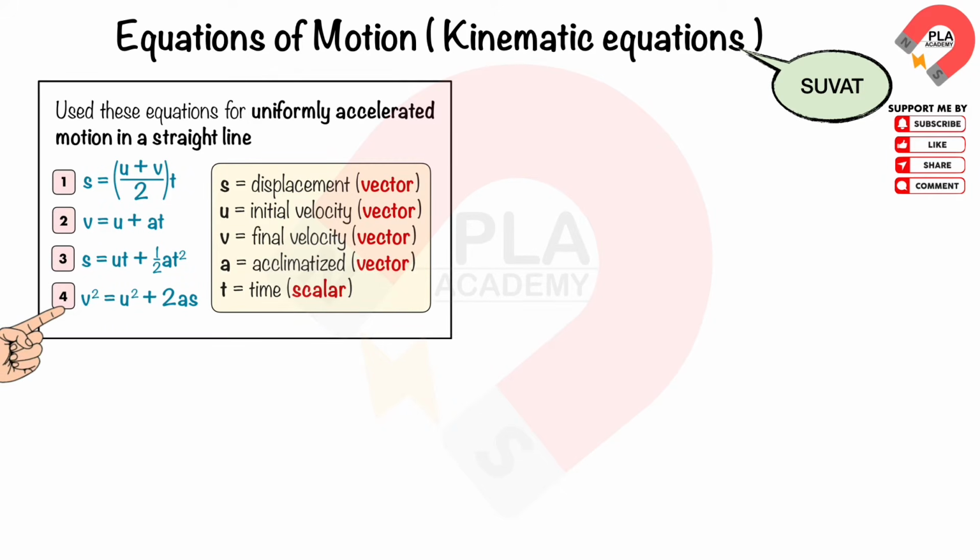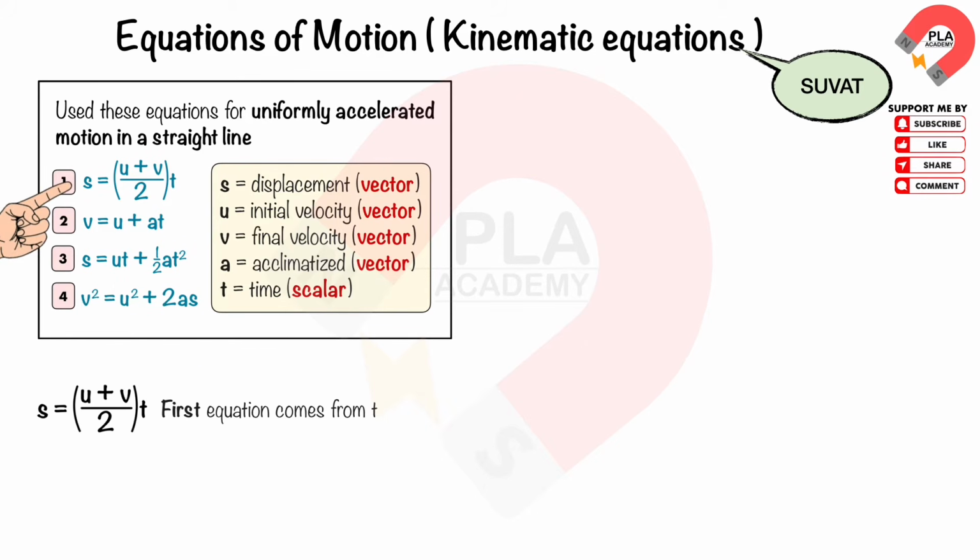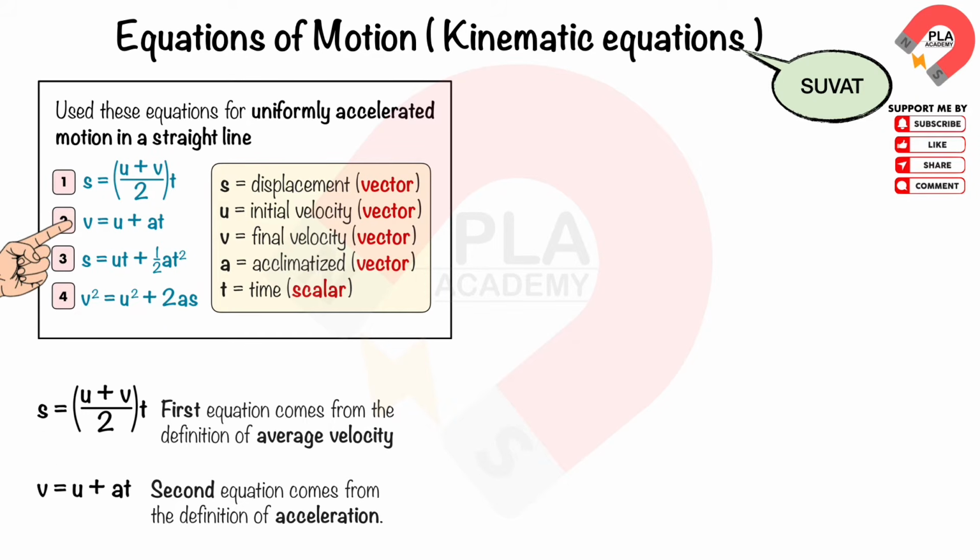They involve 5 physical quantities: for vector quantities, displacement, s, initial velocity, u, final velocity, v, and acceleration, a, and 1 scalar quantity, time, t. We got the first equation from the definition of average velocity, like we talked about before. We got the second equation from the definition of acceleration, like we talked about before.